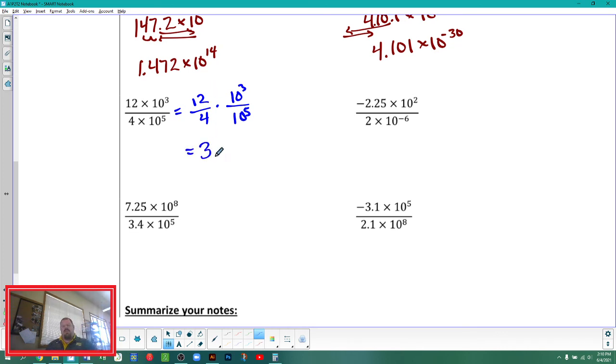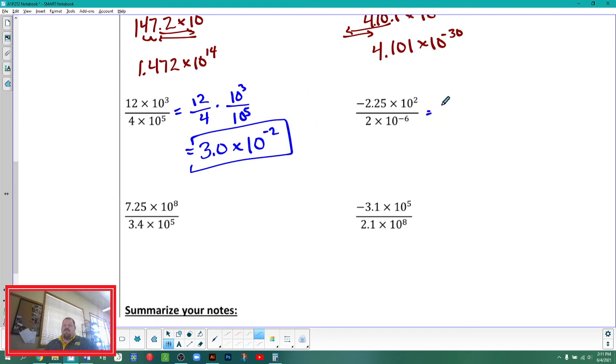12 divided by 4 is 3. We can call it 3.0 so that we have a decimal there. 3 minus 5 is negative 2. So this is what I get. And you can always ask yourself, does that make sense? Because 10 to the negative 2 is going to make this a small number. I know it looks like 12 divided by 4, but this is really 12,000 divided by 400,000. So, yeah, that's going to be a small number.